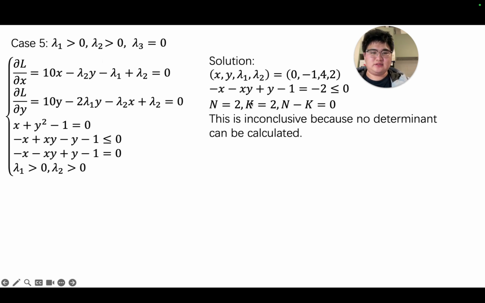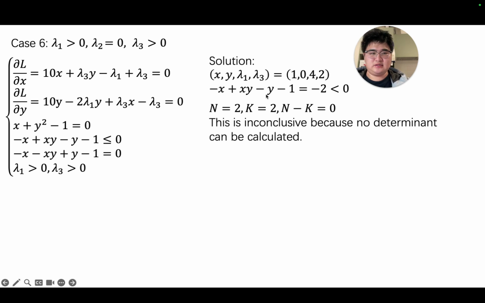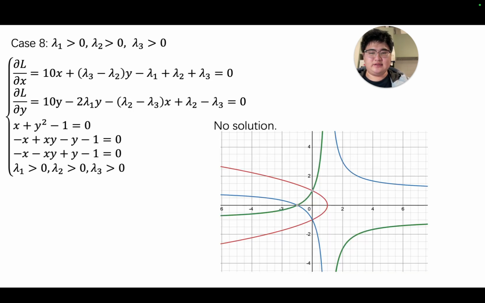Okay, now case 5: set two multipliers larger than 0. But here, since n equals 2 and k equals 2, we have no determinant to calculate here, so the stationary point here is inconclusive. Similar for case 6 and case 7. And in case 8, we set all the multipliers larger than 0. But here, we have no solution because if we want to satisfy all three constraints, we have to make them intersect at one unique point, so we cannot do this here.